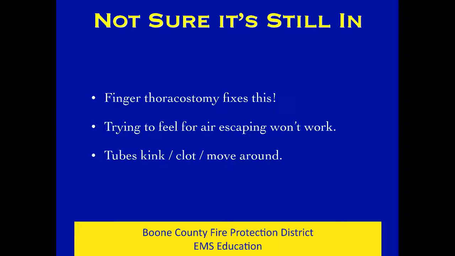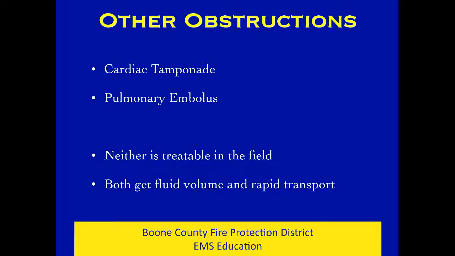If you reasonably don't think it's in, put another one in and move on. Then last thing, other obstructions. So we said this is an obstructive shock lesson, and we're talking about tension pneumothorax as the most common example, but it's also about the only treatable example. Two other examples of obstructive shock causes would be a cardiac tamponade and a pulmonary embolus. And the punchline's at the bottom.